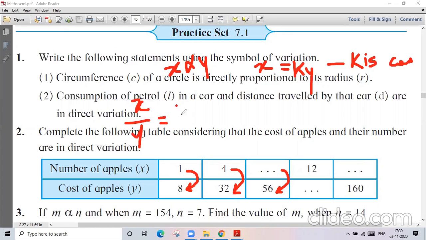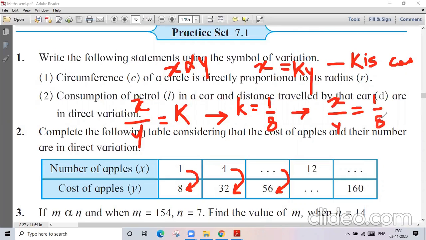Now we have to find out the value of k first. k ची value first find out करा. x is what? x is 1 and y is your 8. So k ची value किती आली? 1 upon 8. Now put the value for 56 here. So k is what? x upon y, and that is 1 upon 8. k किती आलं तुमचं? 1 upon 8.